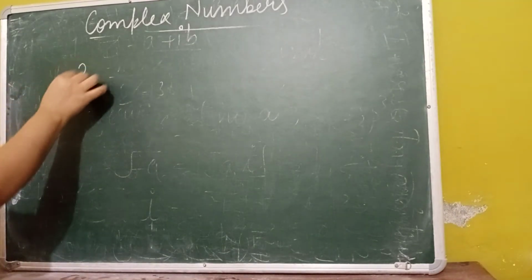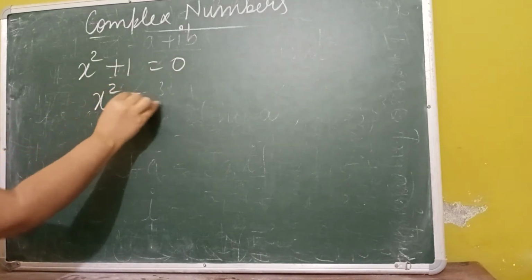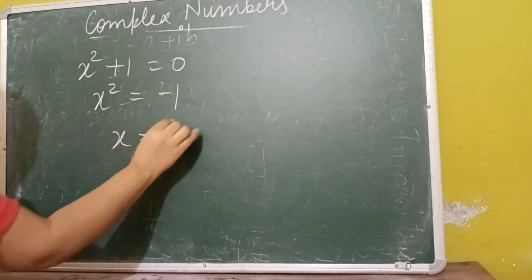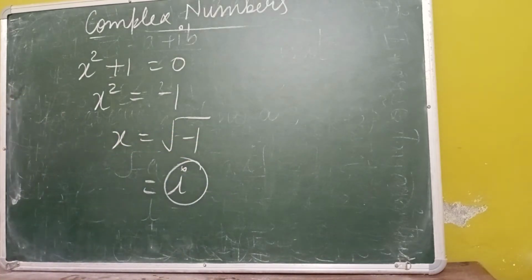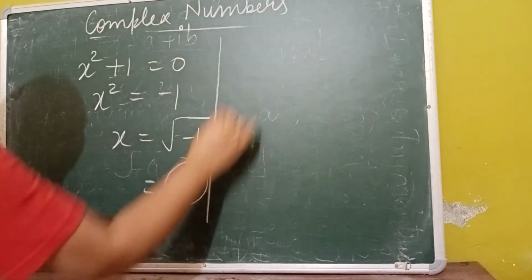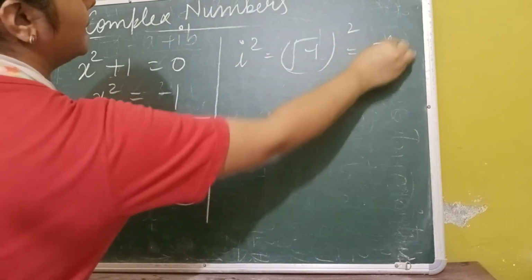If I am talking about x square plus 1 is equal to 0, then x square will be minus 1, where x is square root of minus 1, and this is what is known as i. The square root of minus 1 is represented as i, which is an imaginary unit. If I talk about i square, i square is square root of minus 1 whole square, so it's minus 1.